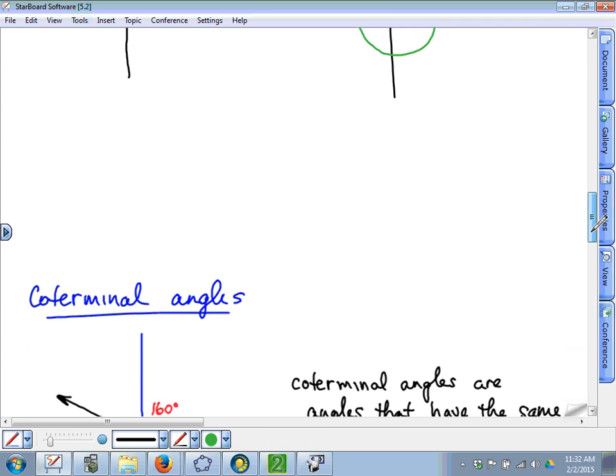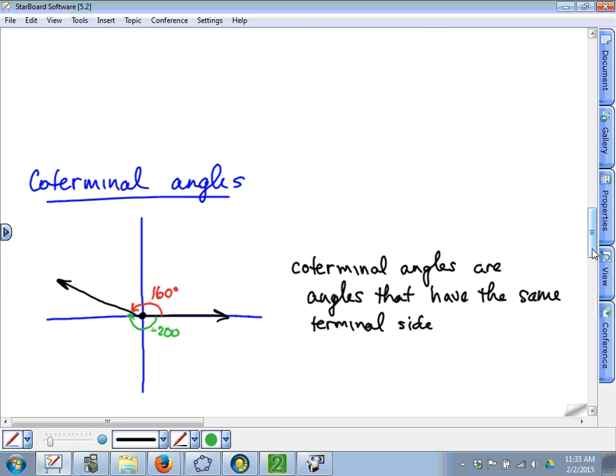So just have a picture as a reference. This will be an example of a coterminal angle. The picture looks the same, it's just measured differently. Coterminal angles are angles that have the same terminal side, but they're measured differently.